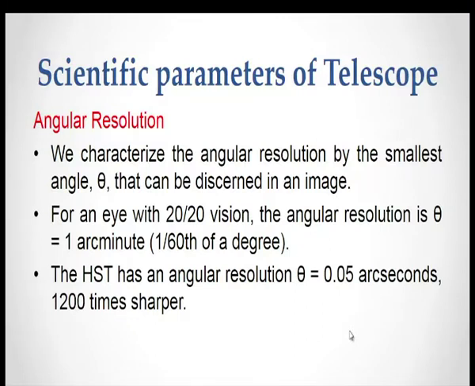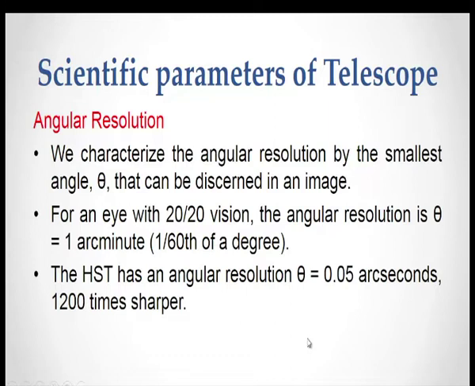We characterize the angular resolution by the smallest angle theta that can be discerned in an image. For an eye with 20/20 vision, the angular resolution is 1 arc minute. 1 arc minute is 1/60th of a degree. 1/60th of a degree means take 1 degree, divide that 1 degree into 60 parts. In those 60 parts, just take one part, that is 1 arc minute. So, for a human eye with 20/20 vision, the angular resolution is 1 arc minute.